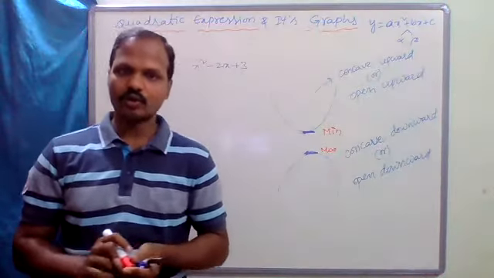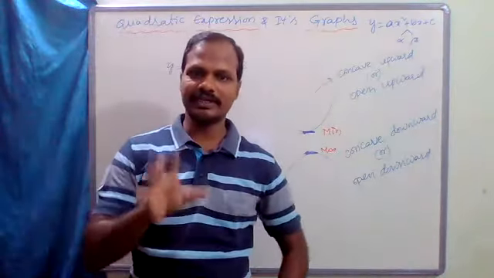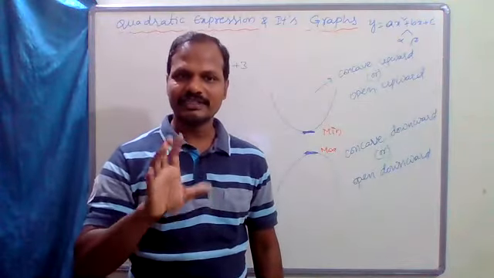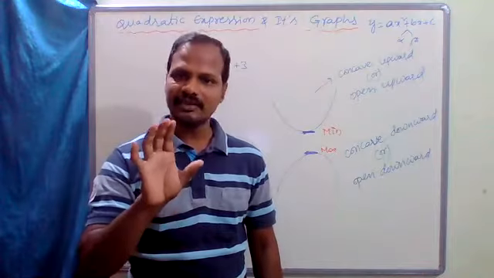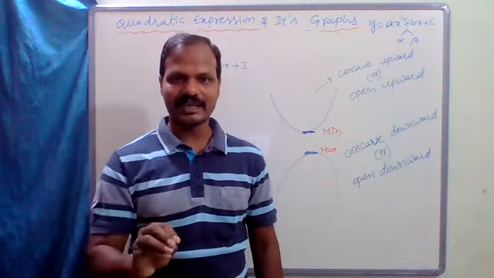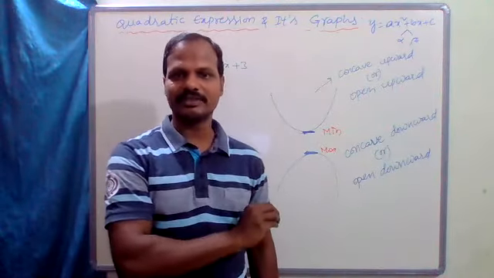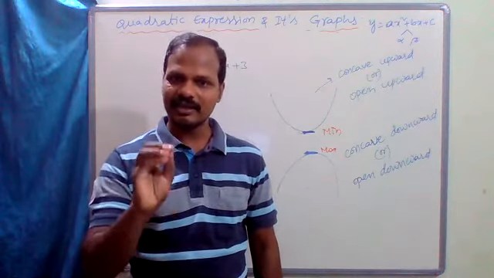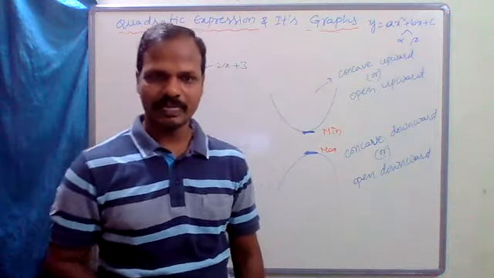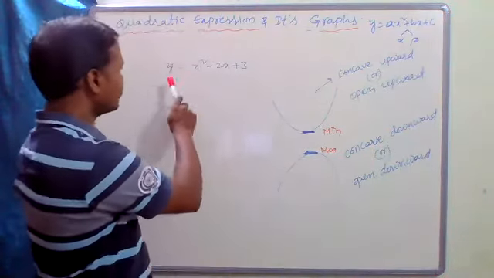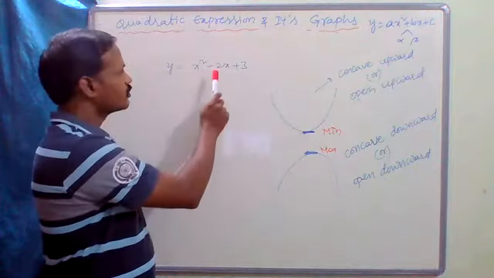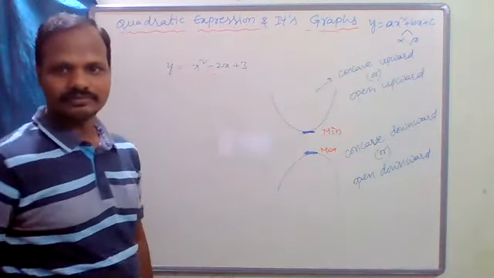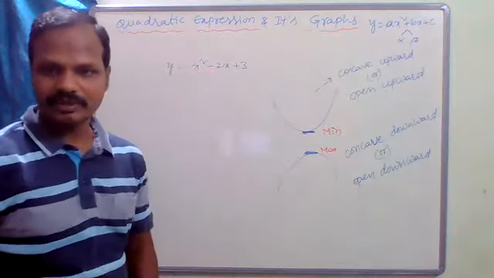So to decide whether the given quadratic expression has maxima or minima, it is enough to calculate the a value. We can decide whether the given quadratic expression has minima or maxima just by calculating the a value. Clear? So now my question is, so this is the quadratic expression. Is the graph of this quadratic expression concave upward or concave downward, and does it have a maximum or minimum? That is my first question.